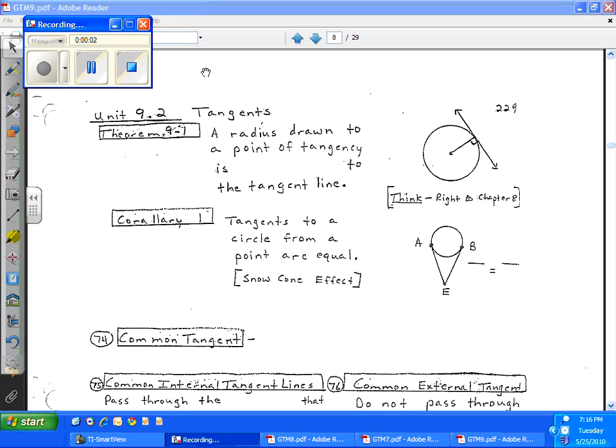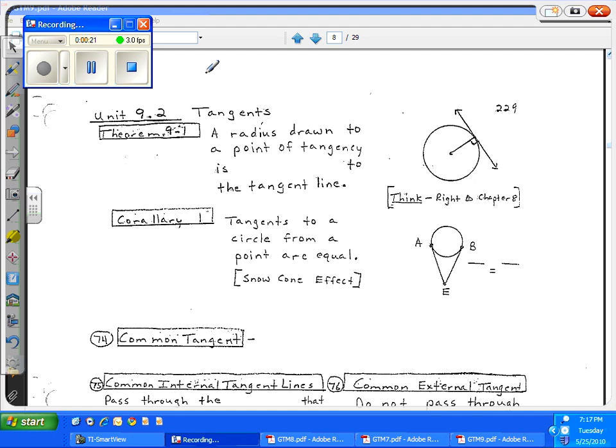Unit 9-2, tangents to a circle. We know that a tangent to a circle is a line that lies in the plane of a circle and intersects the circle at one point. The point at which that tangent line intersects the circle is called the point of tangency. So here we have a line that is a tangent to the circle at this point.